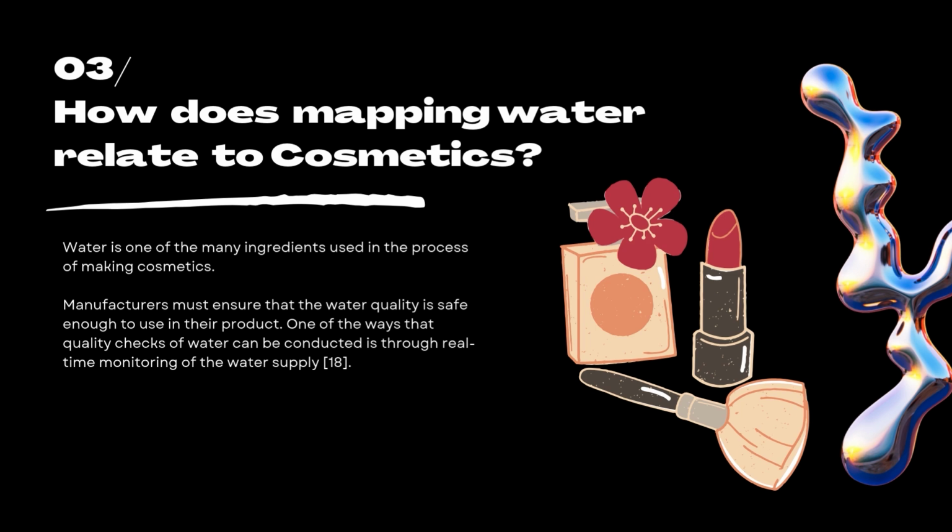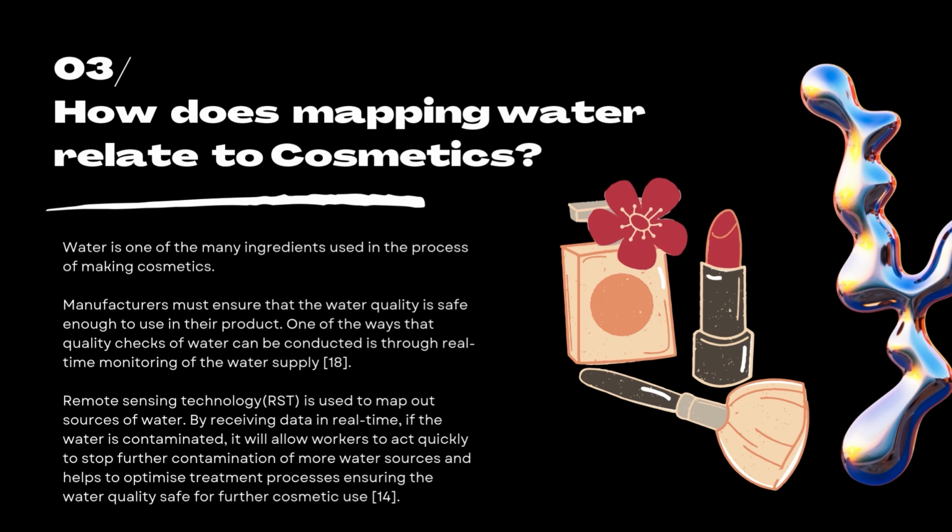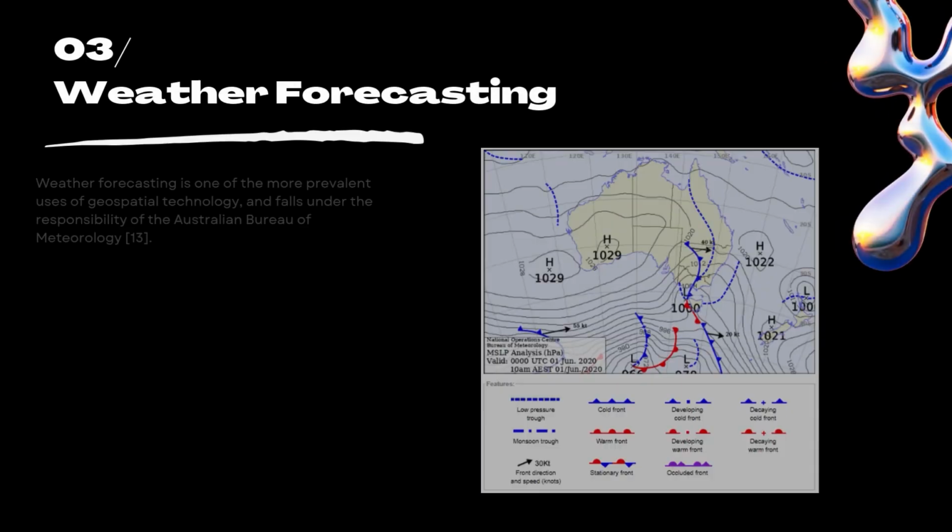One of the ways that quality checks of water can be conducted is through real-time monitoring of the water supply. This will allow workers to understand if water from a source has been contaminated or is unsafe to use. By receiving data in real time, if the water is contaminated, it will allow workers to act quickly to stop further contamination and helps to optimize treatment processes, ensuring the water quality is safe for further cosmetic use.